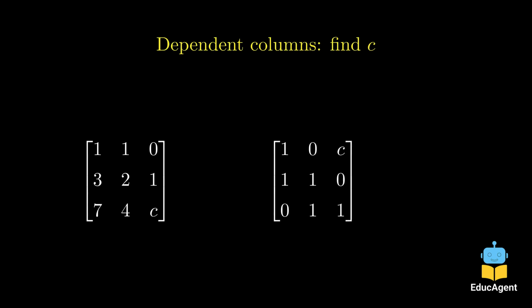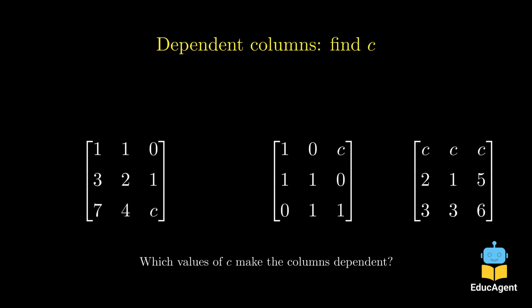Here's the problem we'll solve today. Matrix 1 depends on C only in the 3-3 entry. Matrix 2 has C in the first row, third column. Matrix 3 has an entire first row equal to C, C, C. We are given three 3x3 matrices that depend on a number C. For each matrix, we want the values of C that make the three columns linearly dependent.